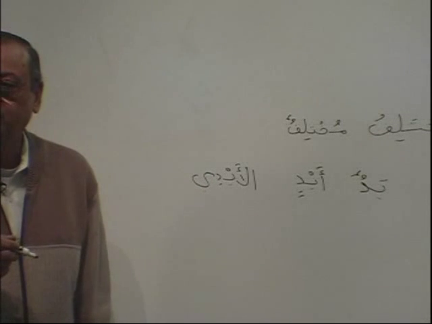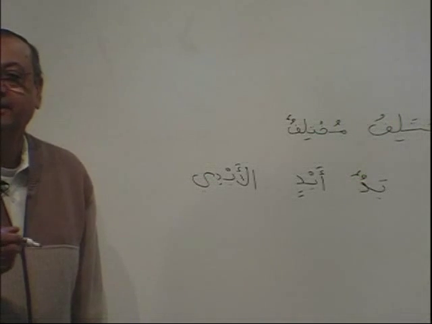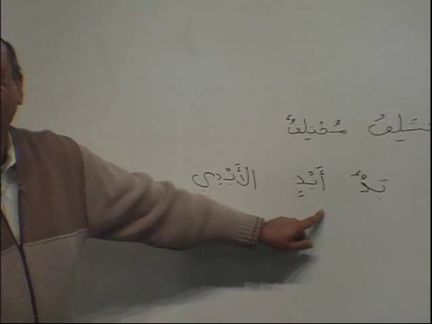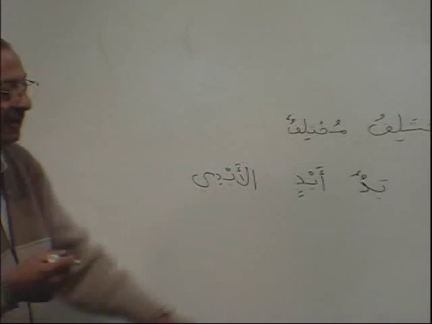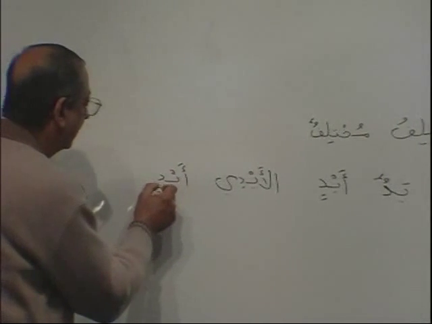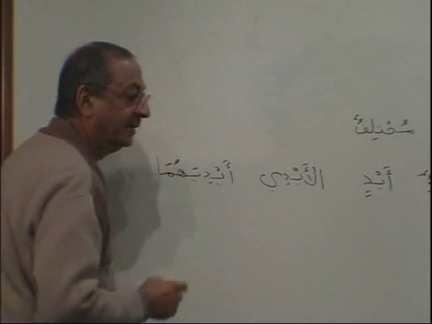Now, brothers and sisters, when you make this noun aydin mansub, the ya will come out. Are you with me? So it is aydiya, huma. Their hands, both of them. I want you to understand: yadun, the plural is aydin. And if you put alif lam, it will become al-aydi.